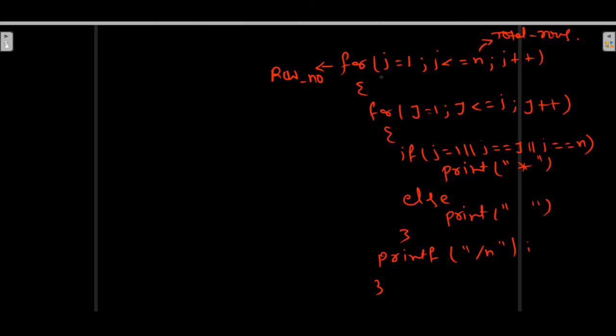So let us go ahead. In the first row, what is the value of I? I is initialized to 1, and I is less than or equal to n.